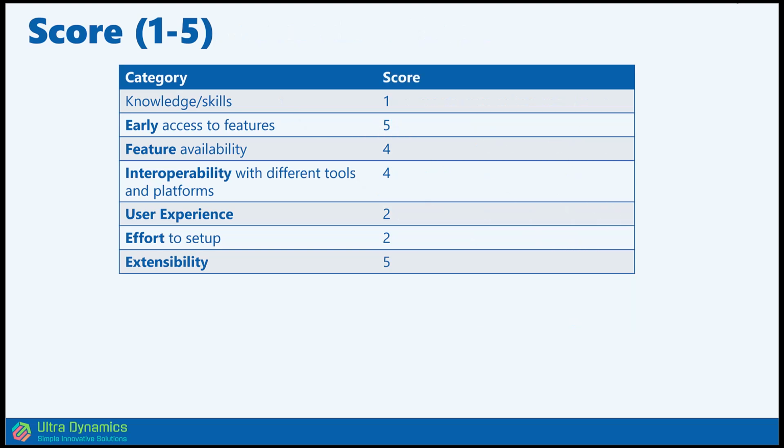Now let's see how this option scores against some of the key decision-making criteria. We will use a 1 to 5 scoring system where 1 is the lowest score and 5 is the highest score. 1 for knowledge and skills, 5 for early access to features, 4 for feature availability. This means how likely you are to find what you need at this level. 4 for interoperability across consumer platforms and tools. 2 for user experience. Of course, you could build the best UX on top of this layer, but the out-of-the-box interface is APIs and low-level tools, hence why I scored it as 2. And then 2 for the effort to set up, given this will require a lot of programming. And finally, 5 for extensibility.